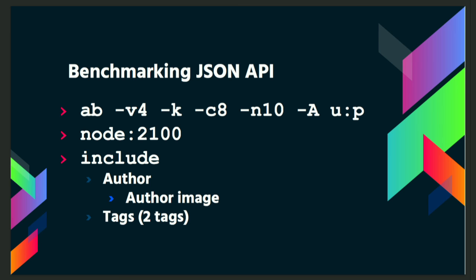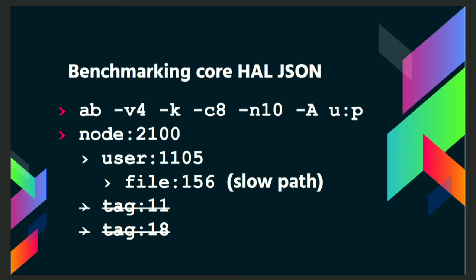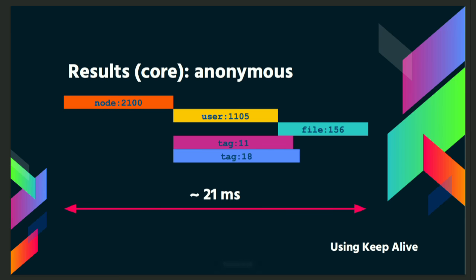We're going to do a bunch of requests on a JSON API server and on a core REST server. We're going to request the node 2100 and include the author and the image of the author, and then the two tags that node 2100 has. In comparison, we're going to request the node 2100 using core HAL JSON, and then the user, and when it comes back, we're going to request the image. We're not going to bother to request the tags because we know that the three nesting level is going to be the slowest path. So we're going to request the tags for JSON API, but not for core, because for JSON API, they come for free. So these are the results.